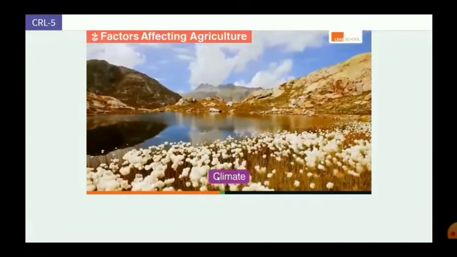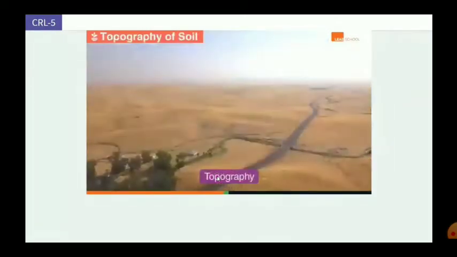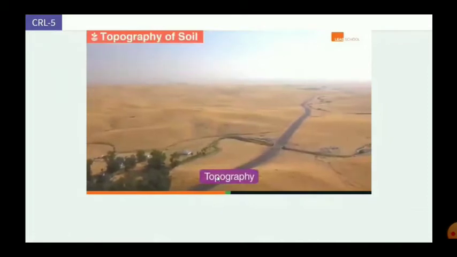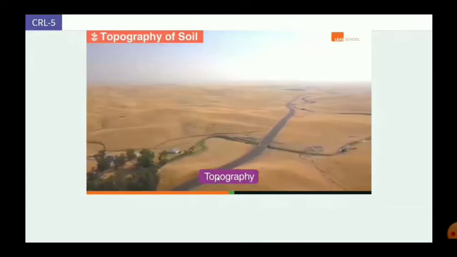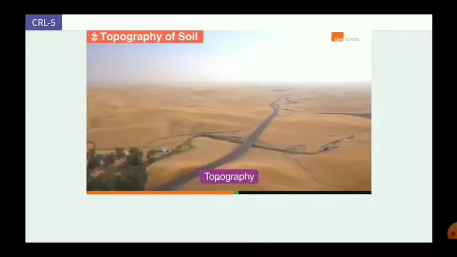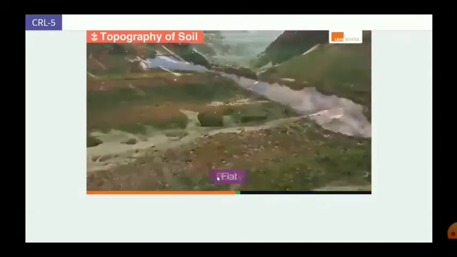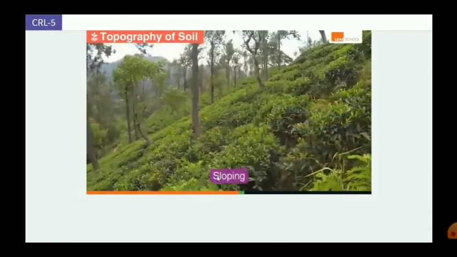Let's understand what these mean with respect to agriculture. Let's begin with topography of soil. Topography refers to different features of the land and the soil of a place. It tells us things such as whether a place is rocky, flat, sandy, or sloping.